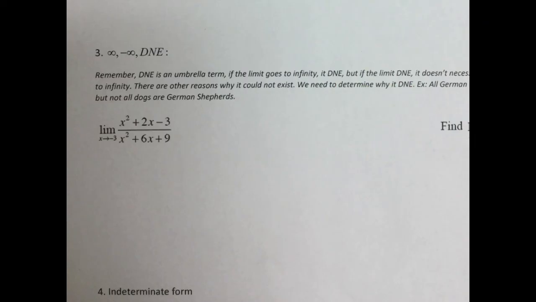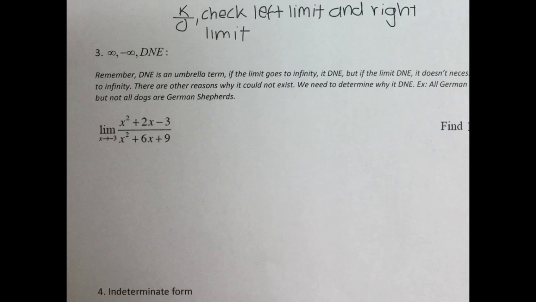Okay, so let's say that you tried to plug in a number, you couldn't get an answer right away, then you tried to factor, and you still didn't get a number. You probably got a number divided by 0, which leads us to our third type of determining what kind of does not exist it is. Is it does not exist because it goes to positive infinity, negative infinity, or because the left side doesn't match the right side? So what you'll have to do is check the left limit separately and the right limit separately and see what they are.